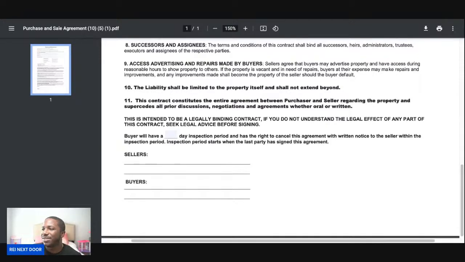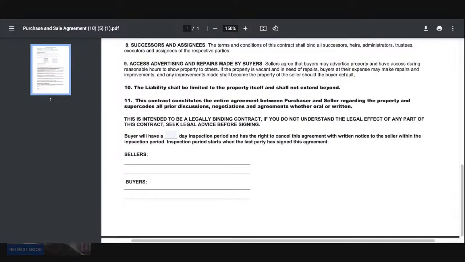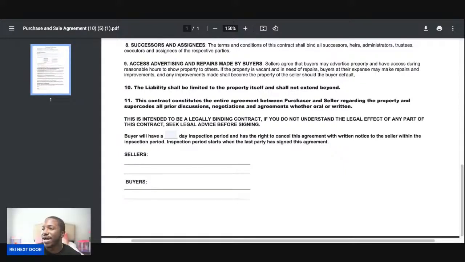This is intended to be a legally binding contract. If you do not understand legal, it's basically letting you know, hey, look, you understand what you're signing before you sign, right? The buyer shall have, this is big right here, the buyer will have a blank-day inspection period, right?